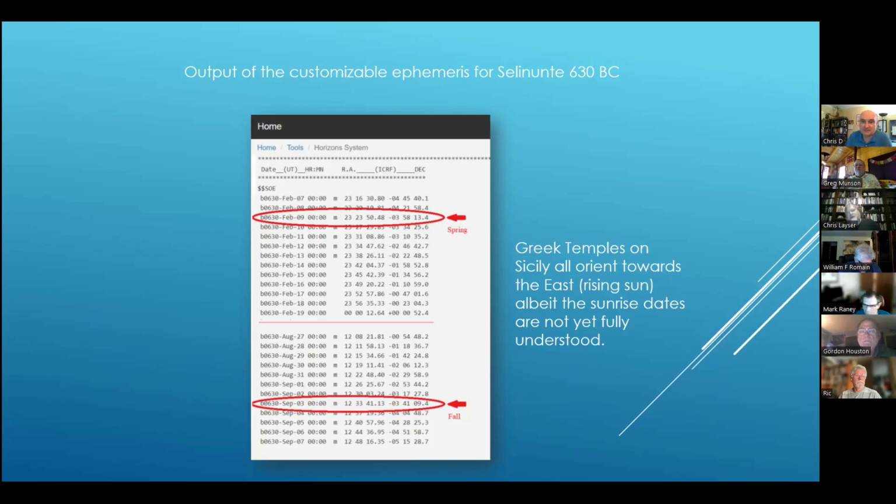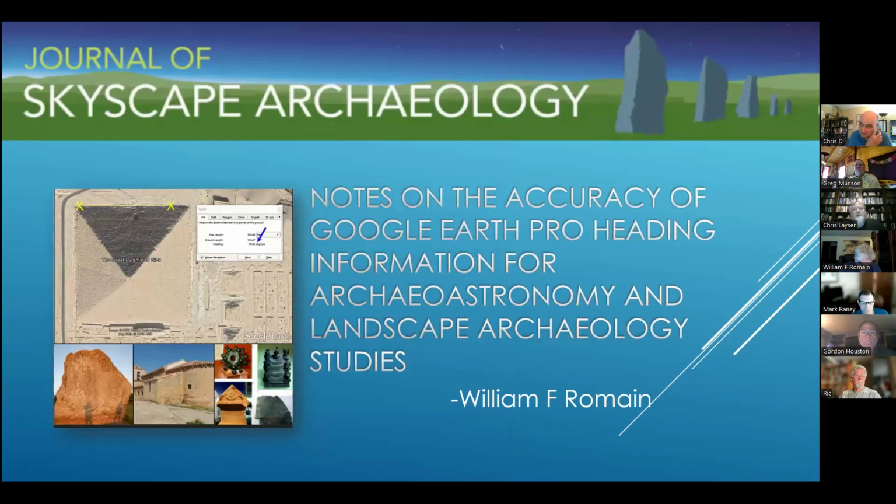Okay, so we're going to move on from Magli and his example, and we're going to look at notes on the accuracy of Google Earth Pro heading information for archaeoastronomy and landscape archaeology studies. As I stated earlier, this is by William F. Romaine in the most recent edition of the Journal of Skyscape Archaeology. And this article is public access.